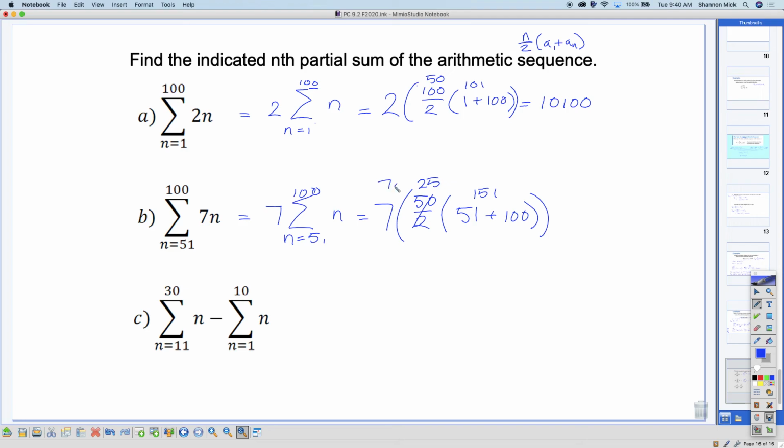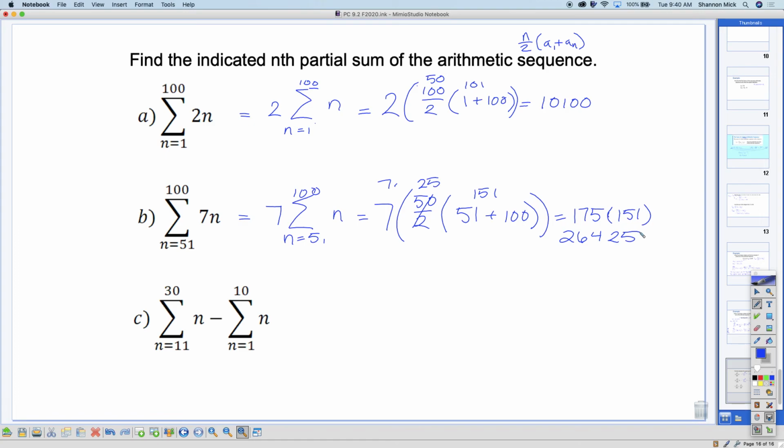So 175, right? 7 quarters would be $1.75. Okay, so we need to do 175 times 151. Where'd you get the 50 over 2? The answer is 26,425. Did that in your head? Obviously.